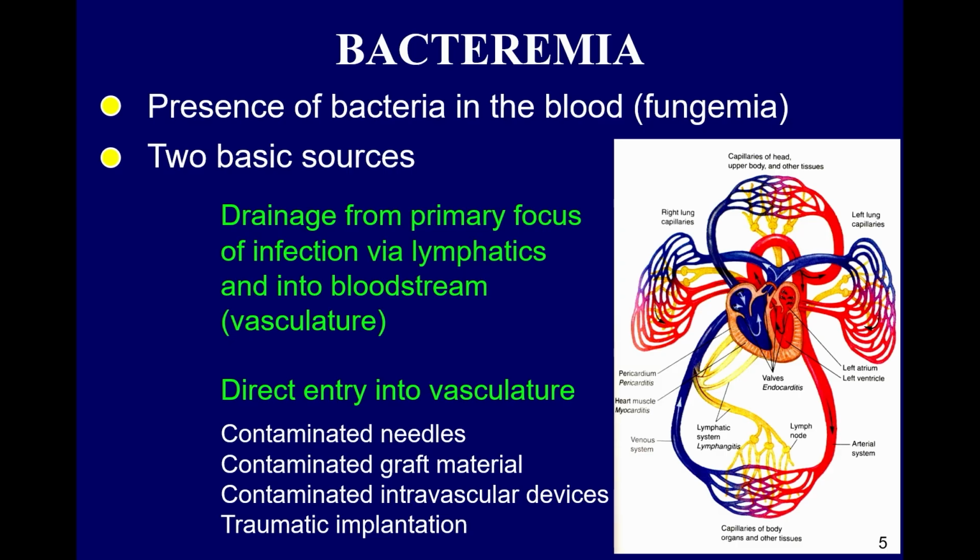So it could come from a primary focus of infection. Is there a UTI that's antecedent to your bacteremia? Does the patient have a pneumonia? Does the patient have an abscess? Do we have to go hunting for something? Do we need imaging to find that? Do we need to drain something or take something else out? They're always looking for the primary focus of the infection as well.